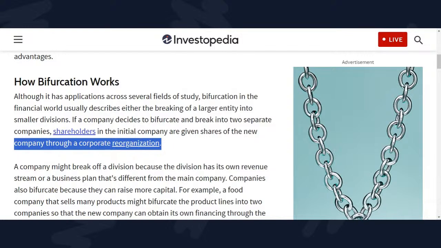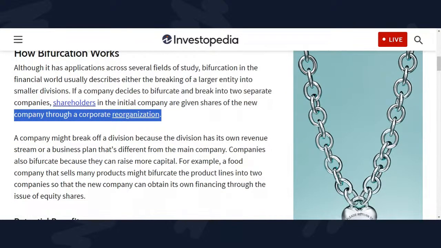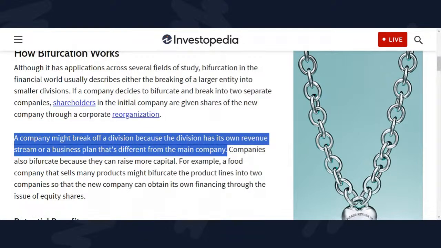Okay? So it's the parent corporation, the United States, that is given shares of the new company through a corporate reorganization. That's the addition of a state's vital statistics jurisdiction when you're born. It creates a reorganization. A company might break off a division because the division has its own revenue stream or a business plan that's different from the main company.